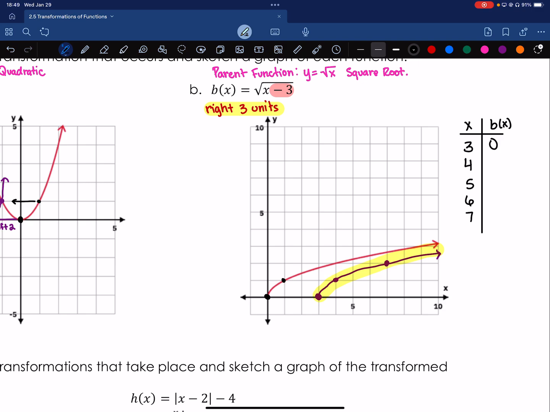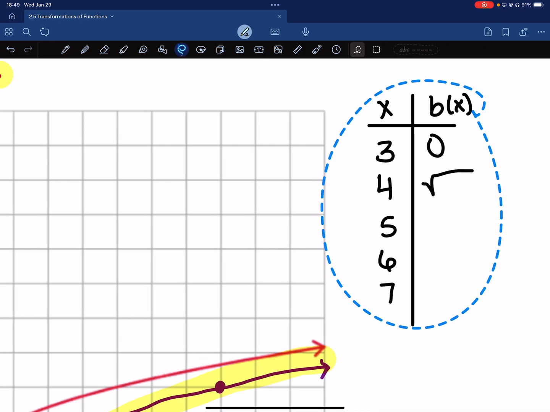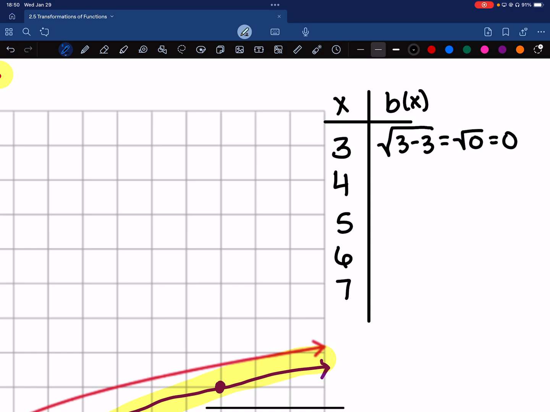If we plugged in 4, 4 minus 3, I guess I should maybe write it out. Let me not be lazy and skip some steps. Let me write stuff out. Let me go back. If we plug in 3, we would have 3 minus 3. That would give us the square root of 0, which is 0. I can graph that. We can graph 3, 0. If we did 4, it would be 4 minus 3, which is the square root of 1, which is a nice pretty number. We can graph that.